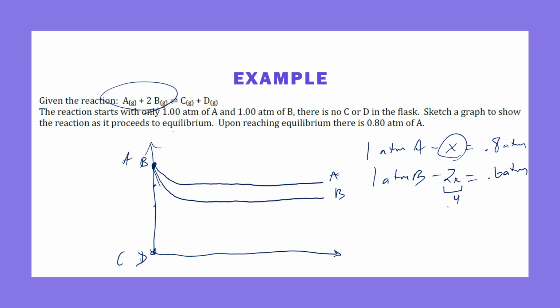Now C and D are formed at the same but reverse rate as A, because it's a one-to-one relationship between A and then C and D. So since A is going down by 0.2, C and D will both increase by 0.2. Like this, C and D. And they'll have the same line there. And so on my graph, equilibrium is reached just about there.